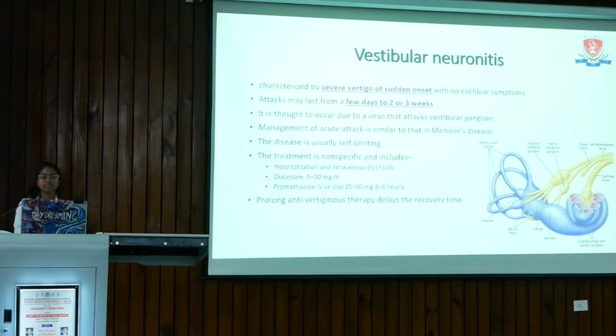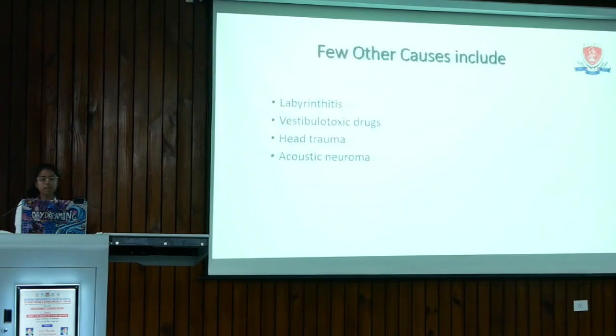Vestibular neuronitis. It is characterized by severe vertigo of sudden onset with no cochlear symptoms. Attacks may last for a few days to 2 to 3 weeks. It is thought to occur due to a virus that attacks the vestibular ganglion. Management is similar to that in Meniere's. The treatment is non-specific and includes hospitalization and IV fluids, diazepam, promethazine. Few other causes include labyrinthitis, vestibulotoxic drugs, head trauma, and acoustic neuroma.